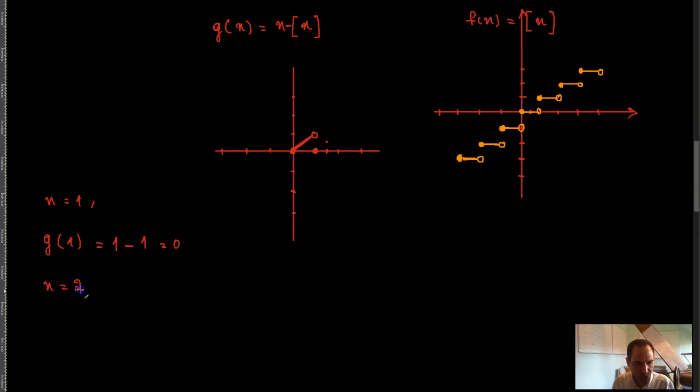So when x is equal to 2, g of 2 is equal to 2 minus the greatest integer function applied to 2. That is equal to 2. 2 minus 2 is equal to 0. Again, the output jumps to 0. And the same thing keeps happening over and over again until you get to infinity. And I suppose the same thing happens here as well. So you have this function over here.